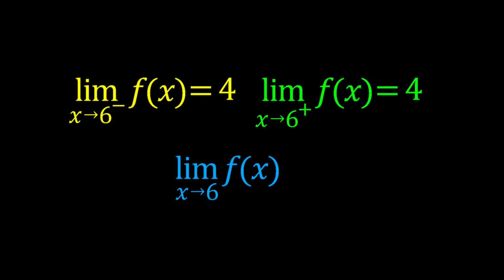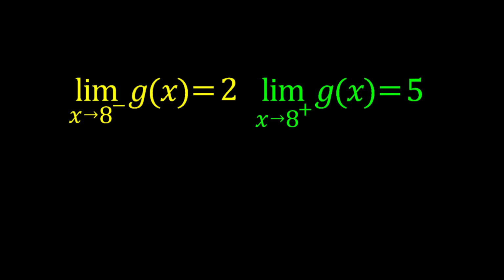Well, we know that the limit exists if and only if the two one-sided limits are equal, and the limit value should just be the value of the one-sided limits. Since both one-sided limits are equal to 4, we can say that our limit should also equal 4. Nice.